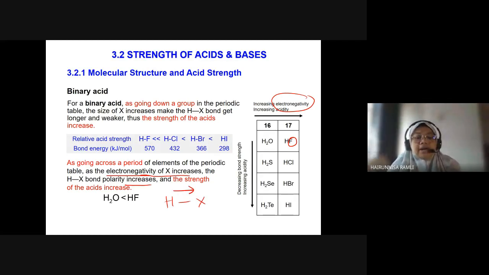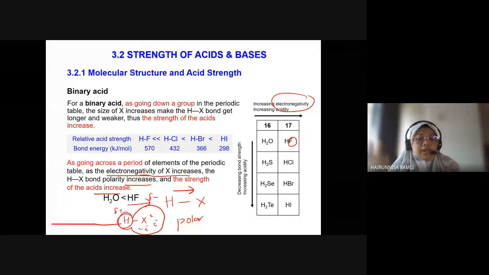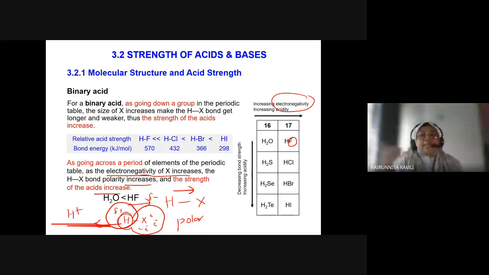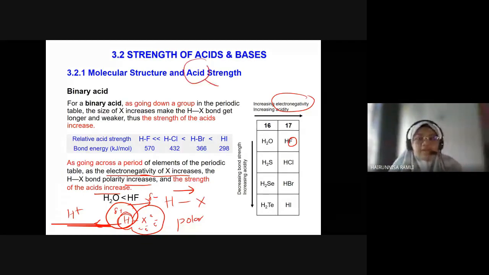If you learned before, remember you learned chemical bonding, polarity, H here, here is fat. Why fat? There are many electrons here. It prefers X. The more electronegative, the more it likes X. So this is partially negative, this is partially positive, right? Okay, so here it says the higher the electronegativity, the strength of acid increases. Why? When it is unbalanced, it becomes more polar. That's why it comes out more easily as H+. It means the H becomes more positive. So when it is more positive, remember for acid we are referring to H+.